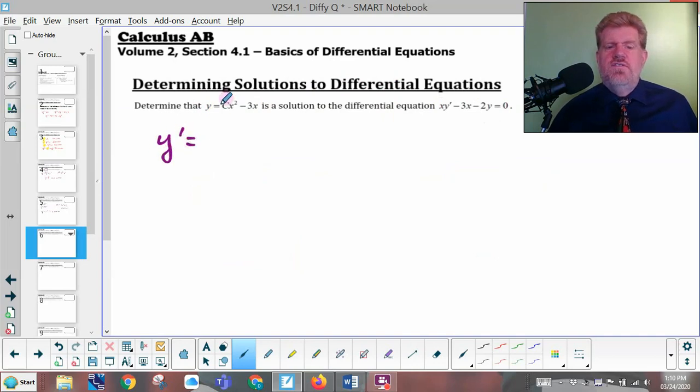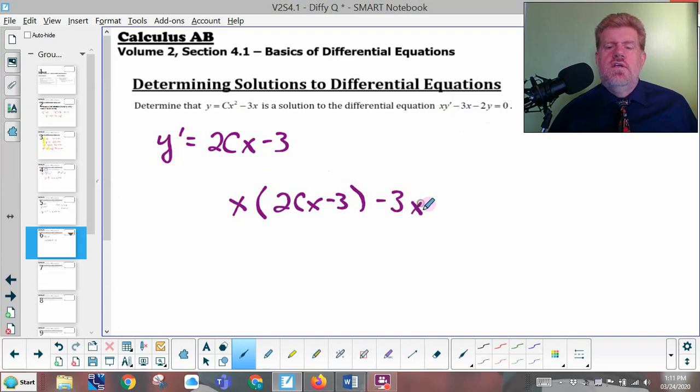So c is a constant, so the derivative of cx squared would be 2cx minus 3. Now I plug this information into here. So I'm going to write this over here, just to get some more room. X times y prime. Well, y prime is 2cx minus 3, minus 3x minus 2 times y. Now don't just put y. We know that y equals cx squared minus 3x. So substitute all these values in, and now we see if it's true.